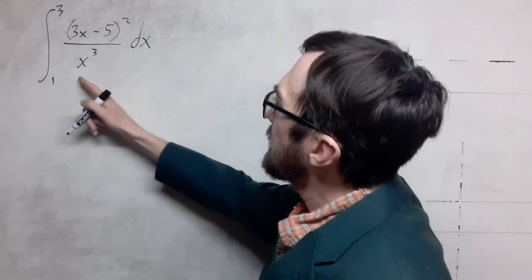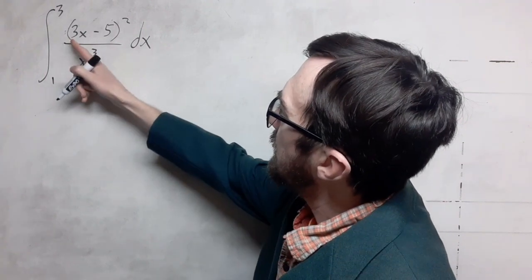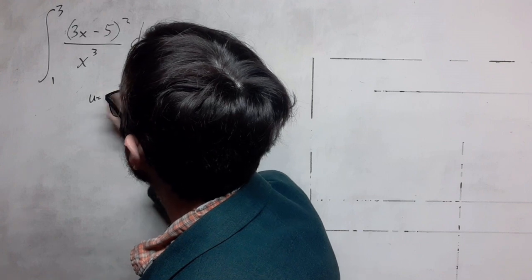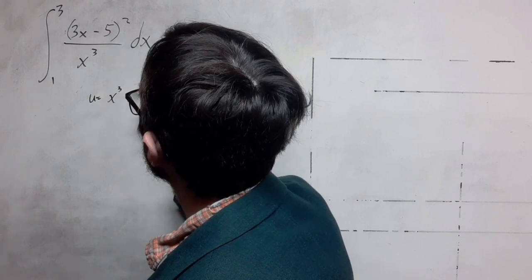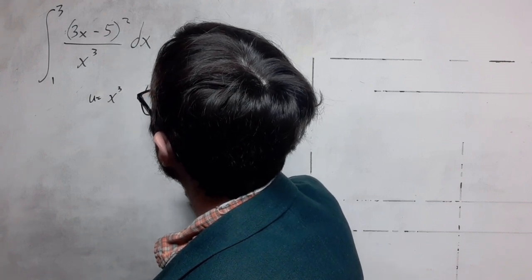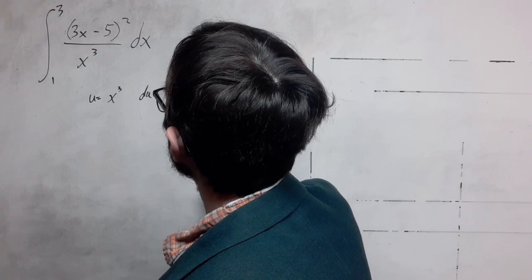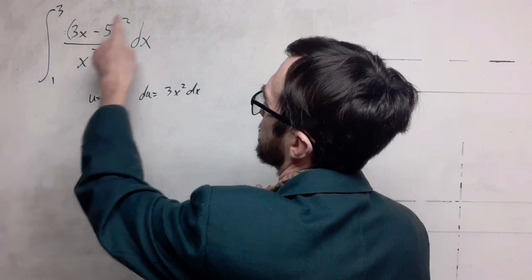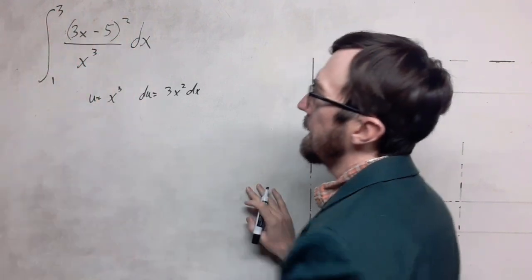Some of you might notice that we have x cubed here and we have 3x here. So you're thinking, well, perhaps you want u to be x cubed. So then du is going to be 3x squared dx. We have the 3x in here and we have the square here.